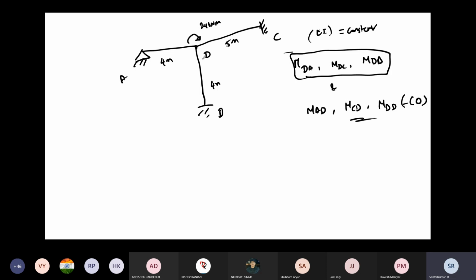How will you calculate? What is the procedure? At the joint, we have 3 members. We have to distribute the moment. 24 kilonewton-meter is acting on the joint D. So that moment you have to distribute to DA, DC, DB. How will you distribute?